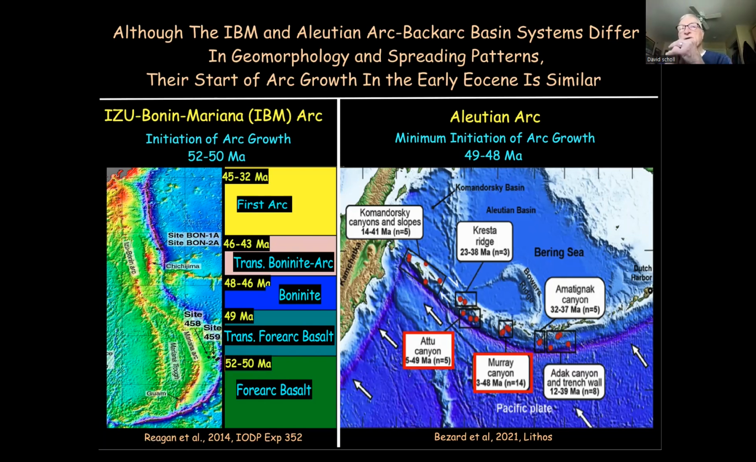My point is that they're similar. And we have a ways to go, because we are dealing here with the minimum initiations of arc growth, as described by Busby and others. 49 to 48, it could easily be this.